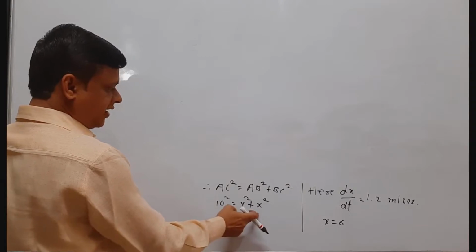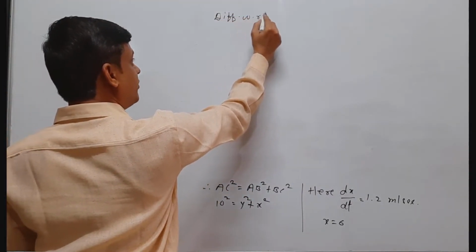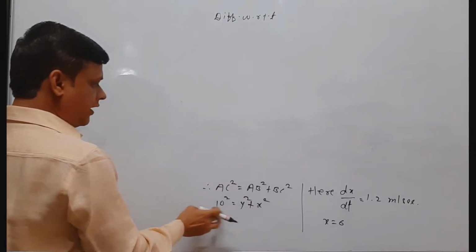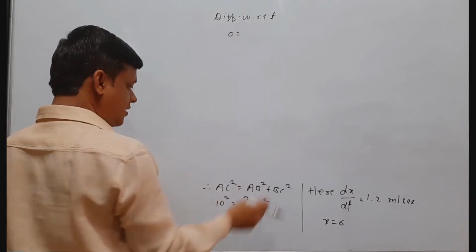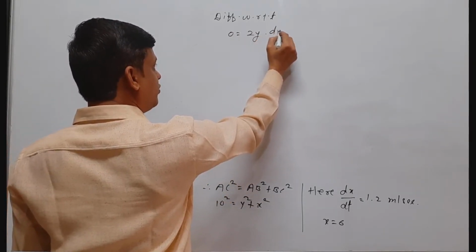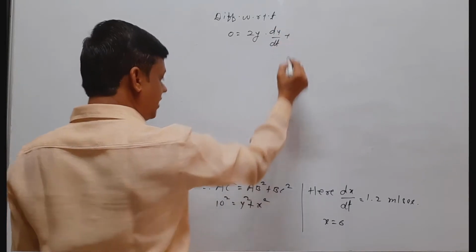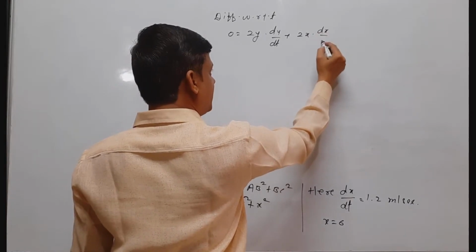Now differentiate this with respect to t. So derivative of 10 square, which is constant, is 0. Then derivative of y square with respect to t, we write 2y into dy by dt, plus derivative of x square, we write 2x into dx by dt.